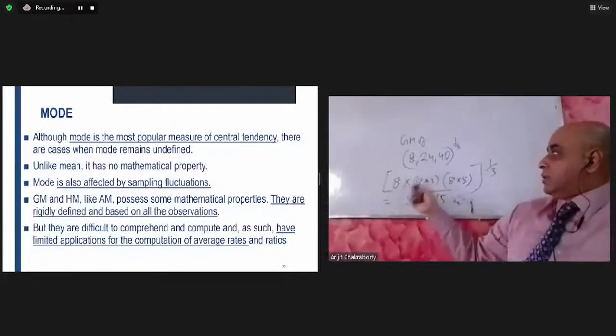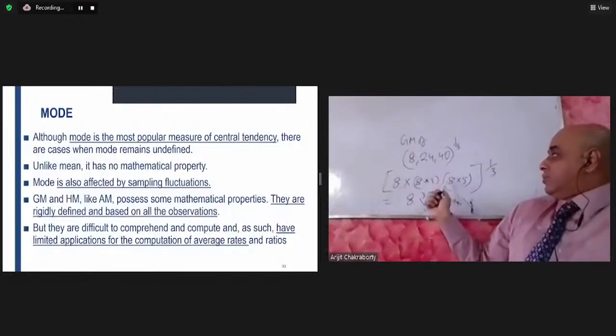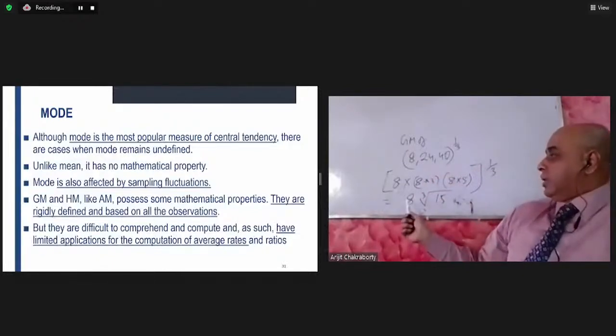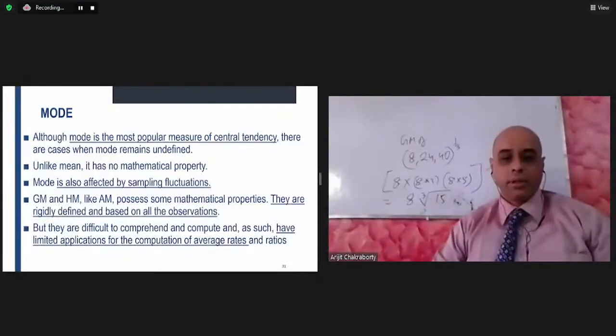Let me just check it. 8 into 3 is 24, 8 into 5 is 40. So there are three 8s. I'm getting the cube root. 8 is out, and we have 3 and 5 here. 3 into 5 is 15. Okay.